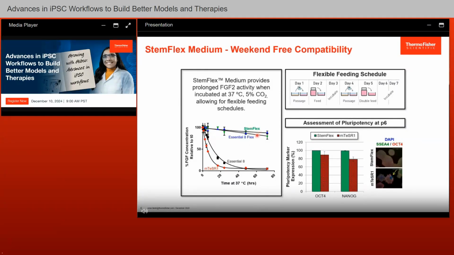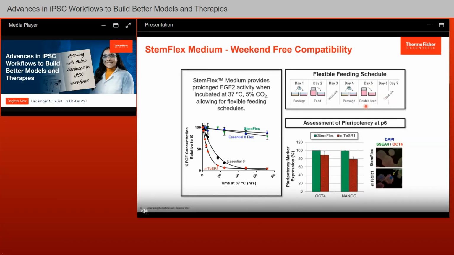Now, with more modern media like Essential Flex or StemFlex, we were able to stabilize the FGF2 activity at 37 degrees for up to 72 hours, avoiding those really drastic drops in concentrations that can play a big role in how these cells differentiate or maintain their pluripotency. And so by doing so, in addition to having a more consistent FGF concentration during the culture period, this allows us to employ a more flexible feeding schedule, where researchers can skip up to 3 different days a week of feeding, 2 of which can be consecutive skip days if we double feed on the day prior.